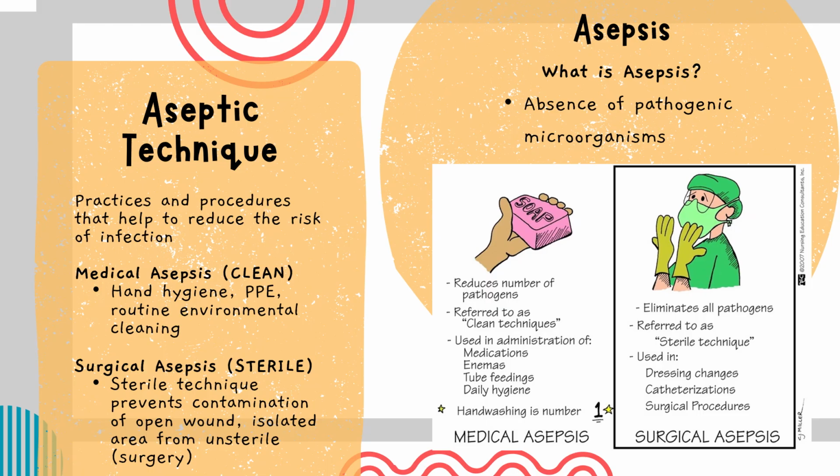Then you have your surgical asepsis. This is your sterile technique. So you guys learned about sterile gloving. The goal of this is to eliminate all microorganisms, including spores. So we are really making sure that we are quote unquote sterile. It's called a sterile technique.